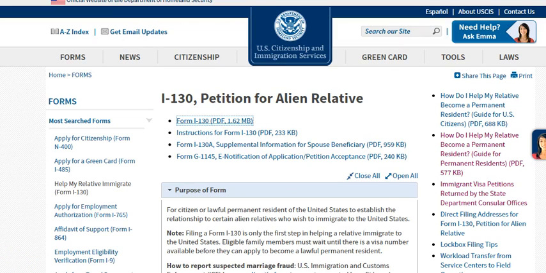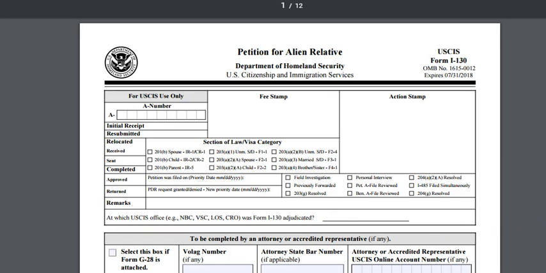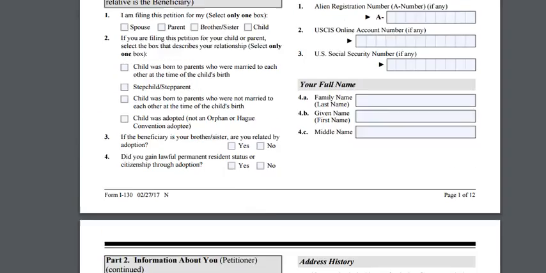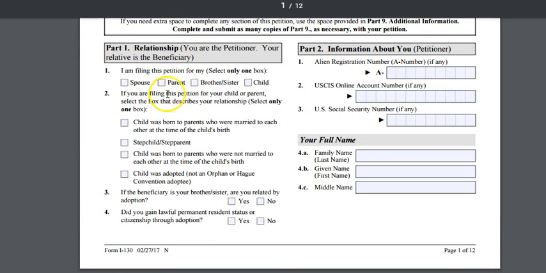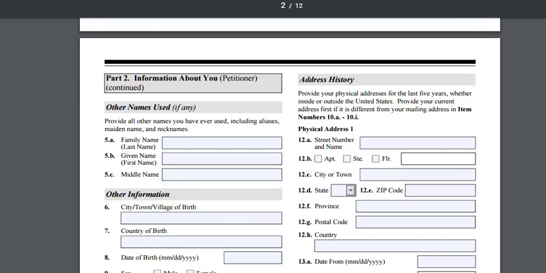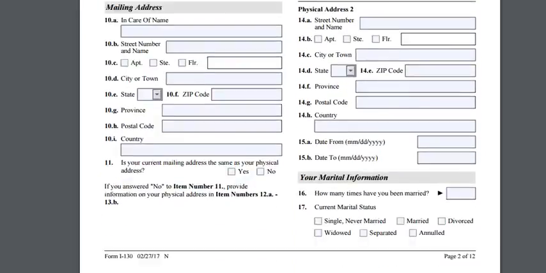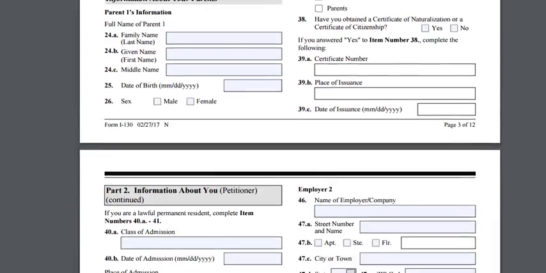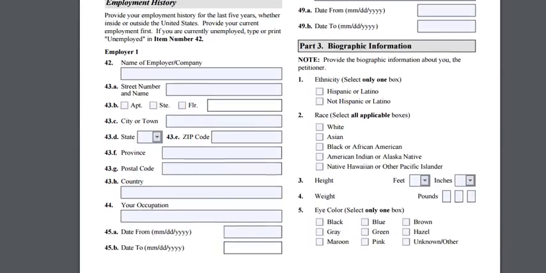Let me show you the I-130. You will need to enter this information in this form. So for example, here is the first information, about you, the US citizen or the permanent resident: alien number, social security number, your address, stuff like that. Place of admission depends on the case, if you are a US citizen. Then your employment history, stuff like that.